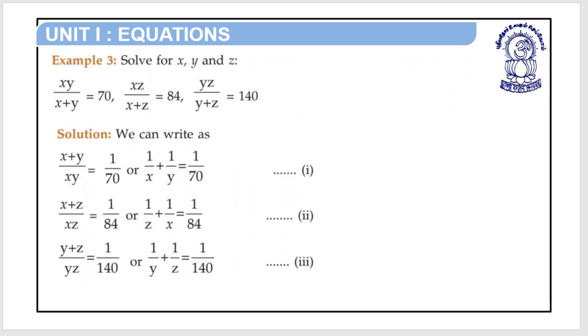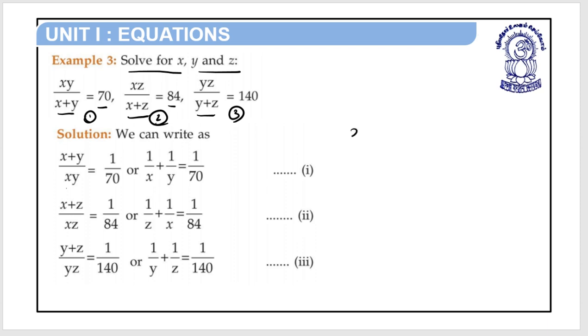Now next example, solve for x, y and z. xy upon x plus y is equal to 70, xz upon x plus z is equal to 84, yz upon y plus z is equal to 140. Here we can write x plus y upon xy, the reciprocal of the first equation, and likewise for the second and third. So it becomes 1 upon 70.